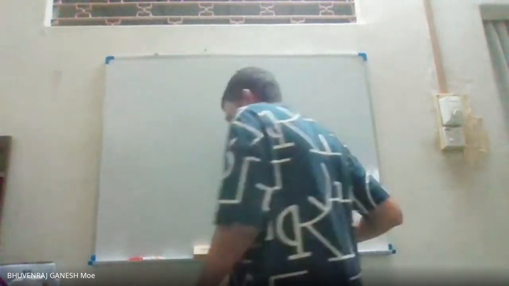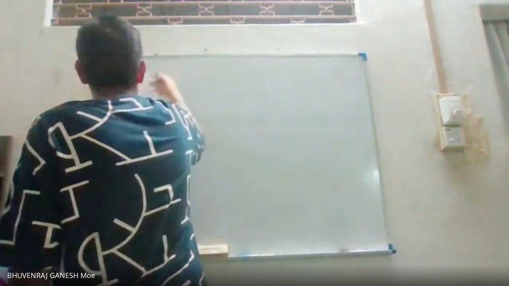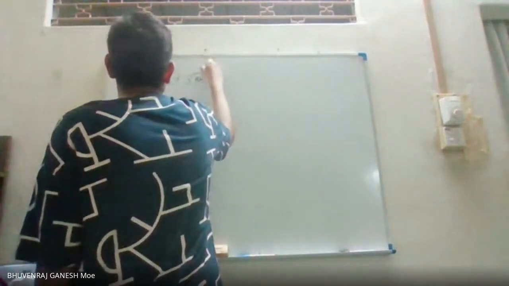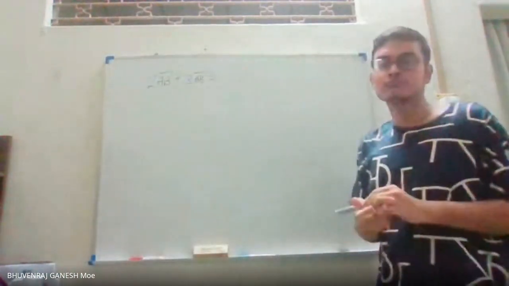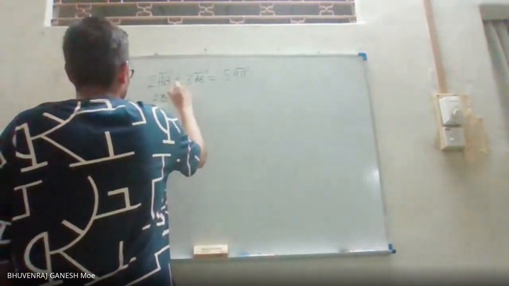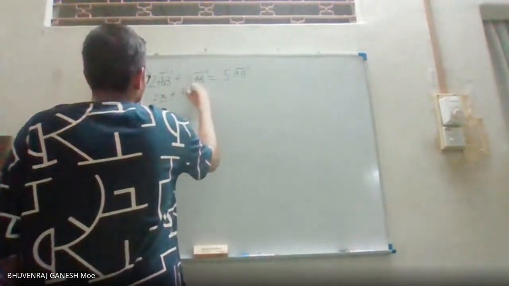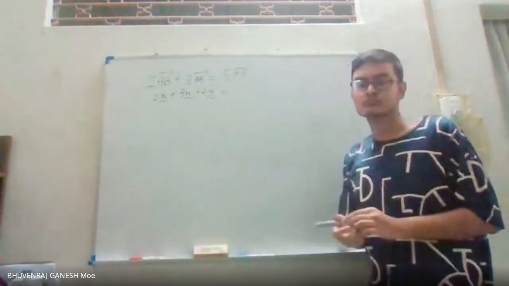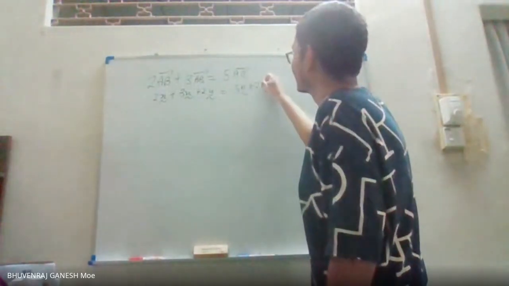So let's say I give an example, a simple one only. 2ab plus 3ab, what will you get? 5ab. Yeah, very good. So this is how you combine vectors. Let's say I give you a more relatable example. Let's say 2x plus 3x plus 2y. What is your final one? 5x plus 2y. Yeah, correct. So this is how we combine vectors.